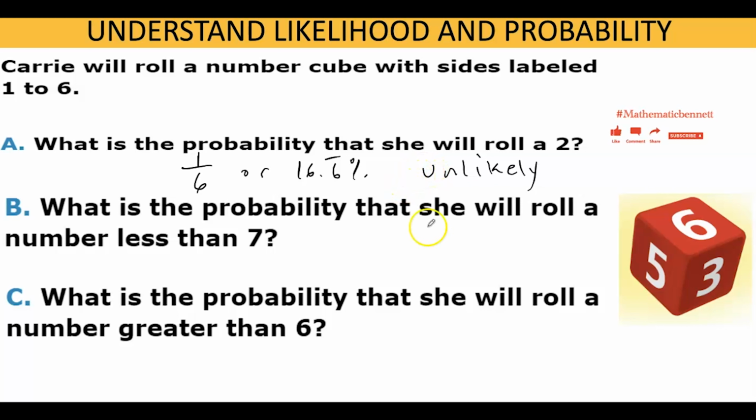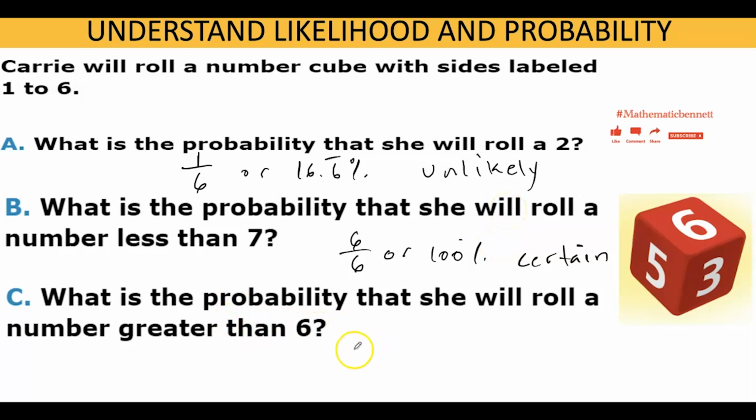What's the probability that she will roll a number less than 7? We know there are 6 numbers on that number cube, but how many numbers are less than 7? All 6 numbers are less than 7. So we can conclude that it will be 100%. So this is certain to happen. Every time you roll that number cube, you would get a number less than 7.